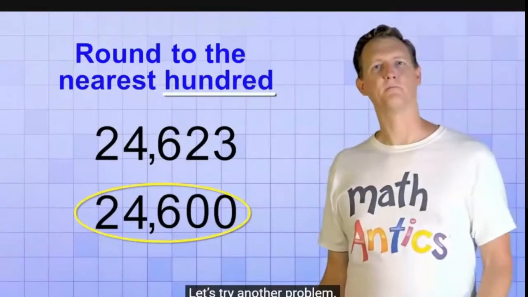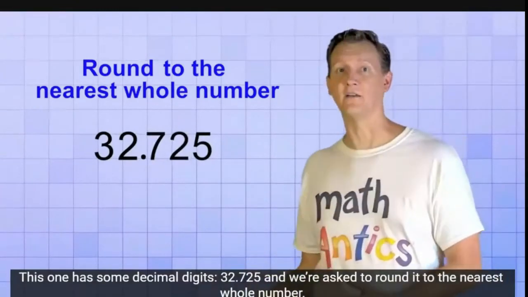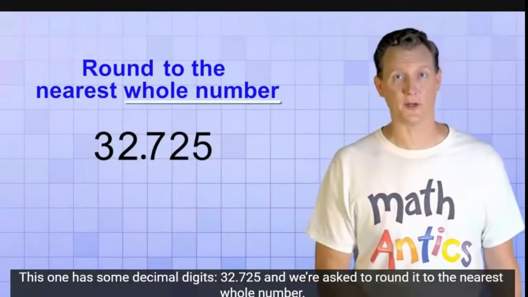Let's try another problem. This one has some decimal digits, 32.725, and we're asked to round it to the nearest whole number.